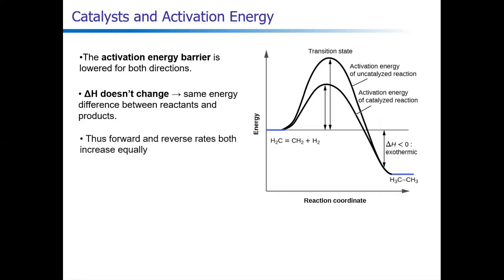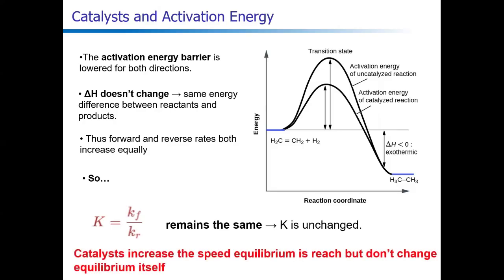That means both the forward rate constant and the reverse rate constant increase equally. Both reactions speed up. So if both rates increase proportionally, the ratio, given by K, which is equal to the forward rate constant over the reverse rate constant, stays the same. K is unchanged. The equilibrium position doesn't shift, only the speed at which equilibrium is reached changes. That's why we say catalysts increase the rate of reaching equilibrium, but they do not actually change the equilibrium itself.